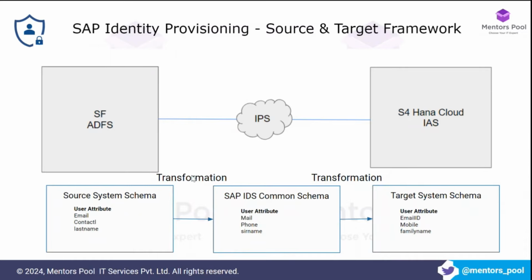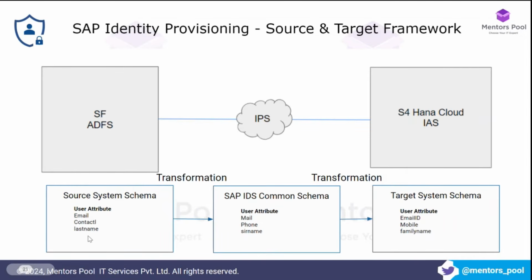So what is this transformation? Why is it used? Let's say in the source system you call email as email, but here you say mail. Here you call contact as contact, but here you say phone number. Here you say last name, here you say surname. So when you're reading the identities from here and writing into there, which attribute should be mapped to which? This is what transformation will take care of.